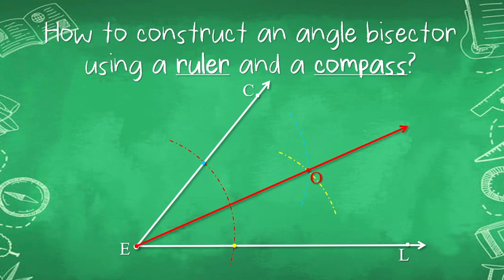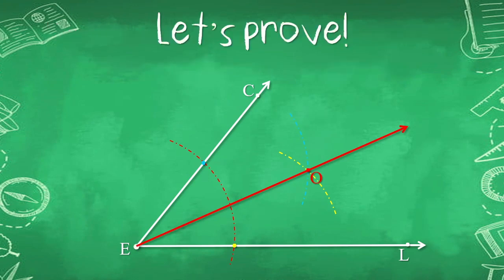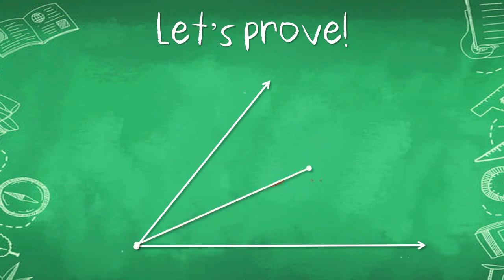And that is our angle bisector. But we are not yet done. Let us prove that the ray formed is the angle bisector. Let's clean the unnecessary lines and rename the points.